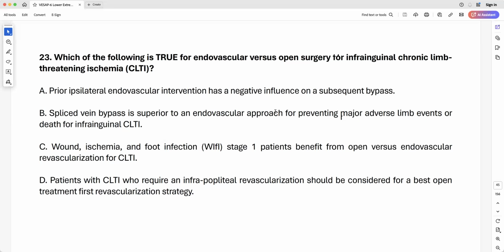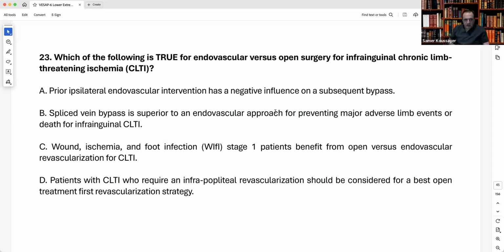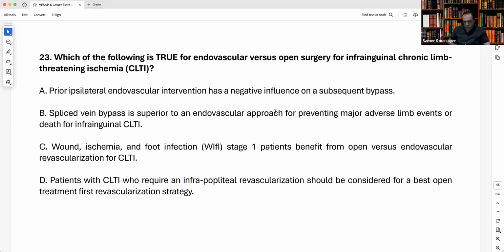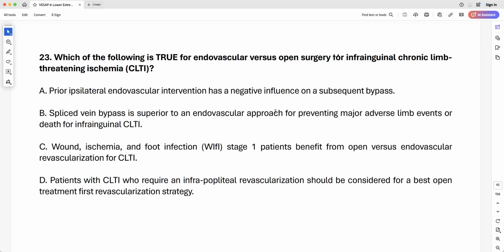Which of the following is true for endovascular versus open surgery for infrainguinal chronic limb-threatening ischemia? All right. So I think this is a very important question. There are two trials that talk about endovascular versus open for infrainguinal. What are the names of these two trials? BASIL trial, BASIL 1 or 2? BASIL 2. All right, this is the update. You have BASIL 1, but this is BASIL 2. And the BEST-CLI trial.